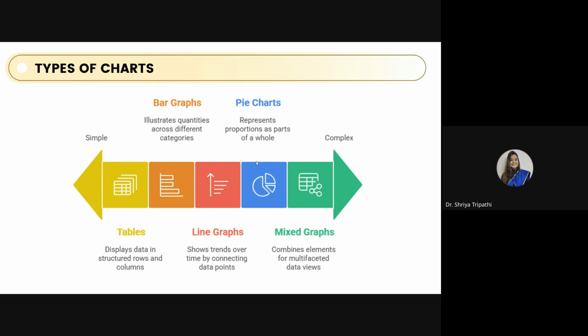Then we have tables. Now that shows rows and columns. When I have one type of categorical data, I can display it in that, but I can also combine the two of them. I can say city 1, city 2, then I can categorize male and female. So in those cases, I would be using tables or matrix.